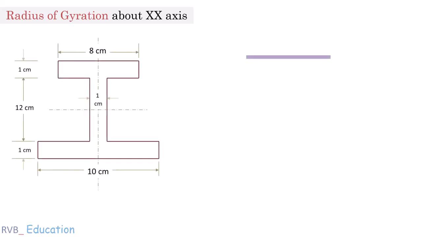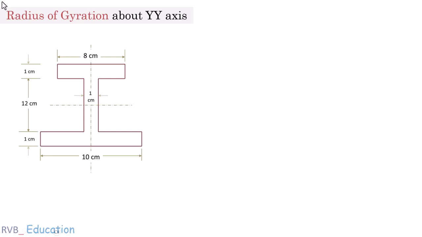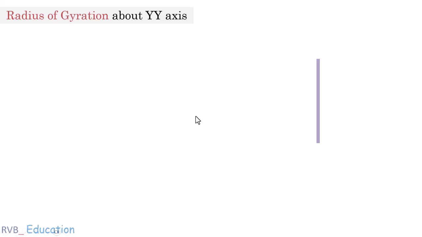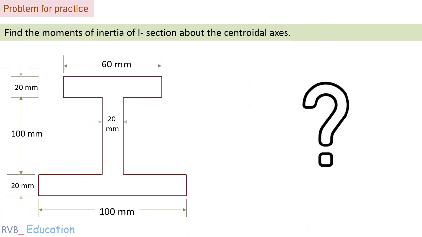The radius of gyration about the x-axis is calculated using this formula by including values. We get 5.48 centimeter, which is shown diagrammatically here. Just see here. Similarly, we do this for the radius of gyration about the y-axis. See the steps and this is the formula. After solving, we get the answer and this is shown diagrammatically, and with this the solution is completed.